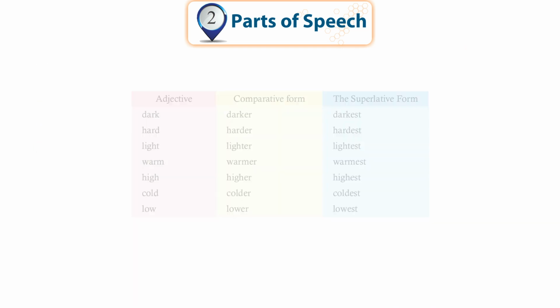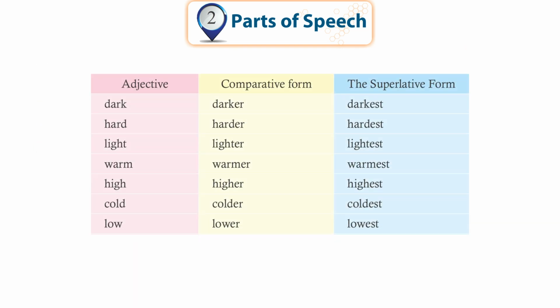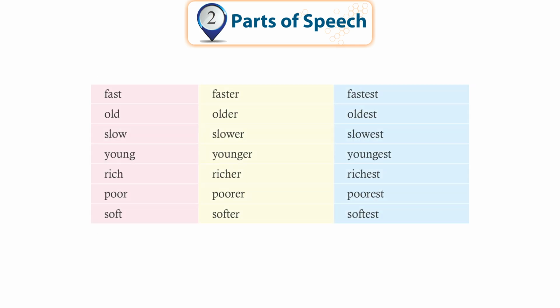Let's understand. Adjective, comparative form, superlative form. Dark, darker, darkest. Hard, harder, hardest. Light, lighter, lightest. Warm, warmer, warmest. High, higher, highest. Cold, colder, coldest. Low, lower, lowest. Fast, faster, fastest. Old, older, oldest. Slow, slower, slowest. Young, younger, youngest. Rich, richer, richest. Poor, poorer, poorest. Soft, softer, softest.